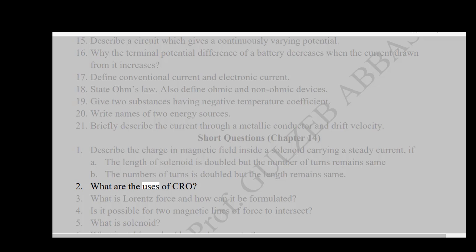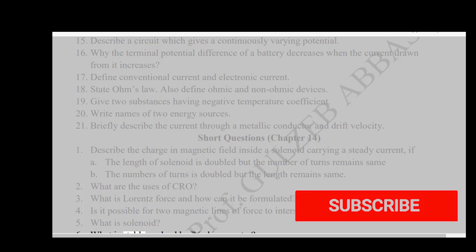2. What are the uses of CRO? 3. What is Lorentz force and how can it be formulated? 4. Is it possible for two magnetic lines of force to intersect? 5. What is a solenoid? 6. What is a stable or deadbeat galvanometer?